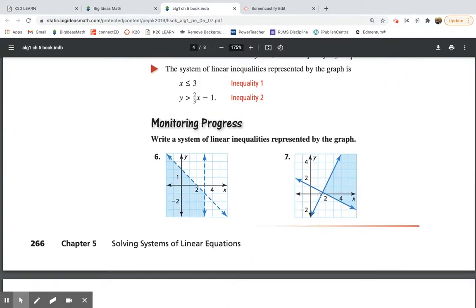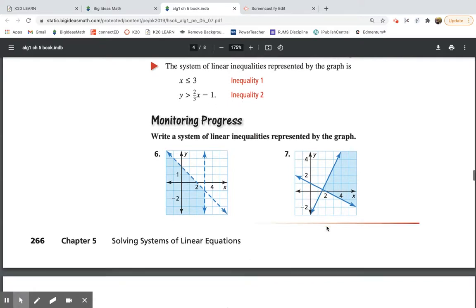Okay, so using these two graphs, and you're going to want to pause the video so you can see them well, because when I do them on the board, I just had to draw them myself. So you're going to do 6 and 7. You are writing a system of linear inequalities to represent those graphs. Don't forget your dotted and solid lines. So pause the video, try those, and then I will go over them with you.